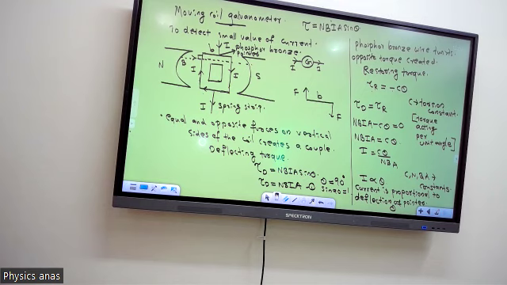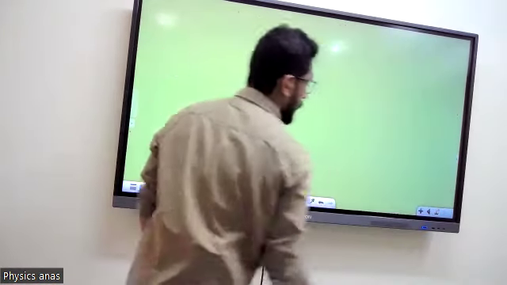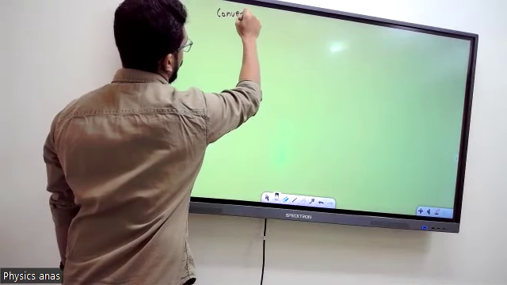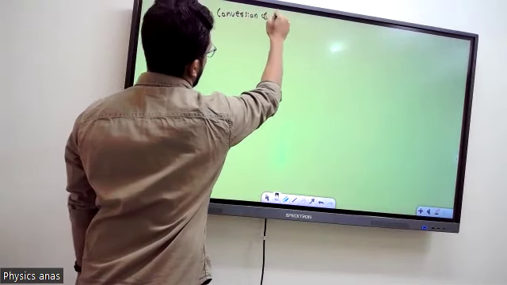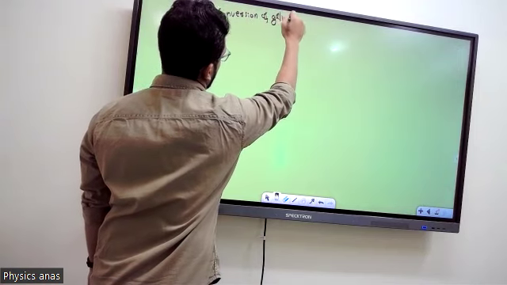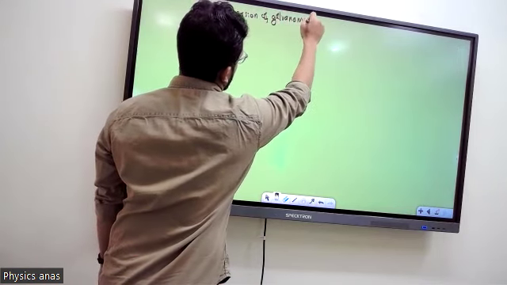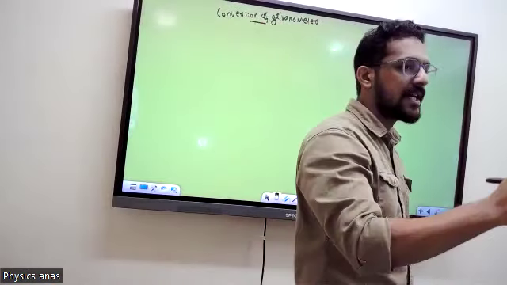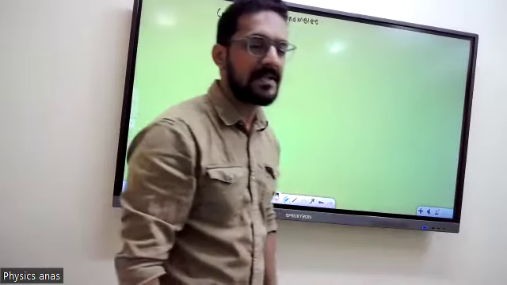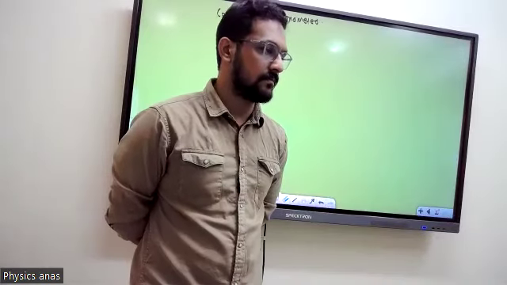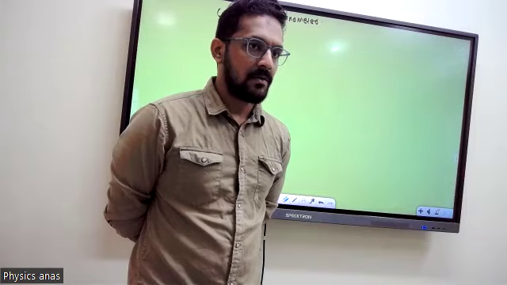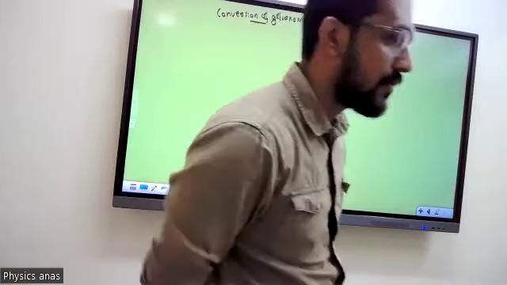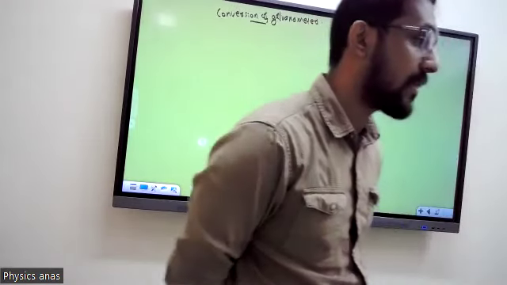Okay. Now, our final topic here, that's conversion of galvanometer. What is the use of a galvanometer? To detect small value of current. What is the use of ammeter? To measure current. Ammeter is to measure current. The galvanometer is to detect small value of current.